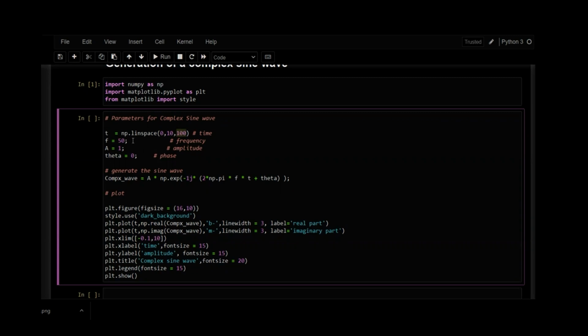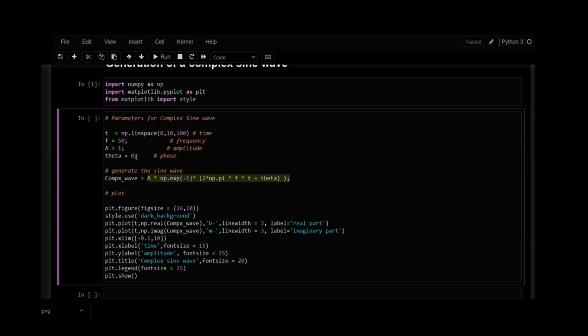Next, we set the parameters of the complex wave. We want to generate the complex wave from 0 to 10 seconds with 100 samples. This will be our time index. The frequency of the complex wave is 50, the amplitude is 1, and theta is 0. We set the amplitude to 1 and theta to 0 for simplicity.